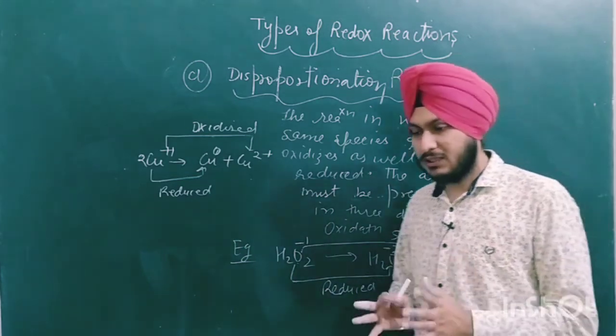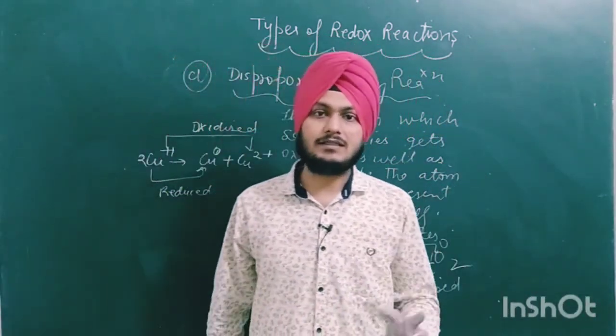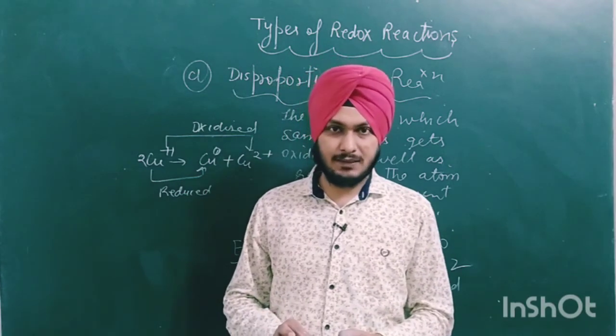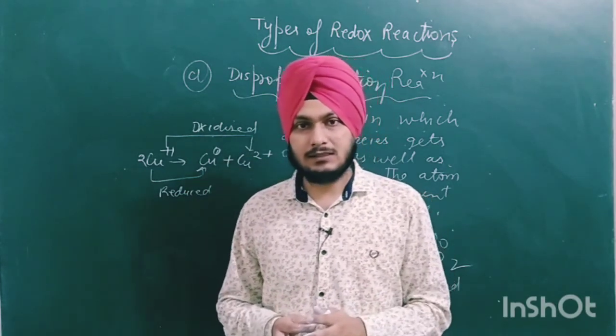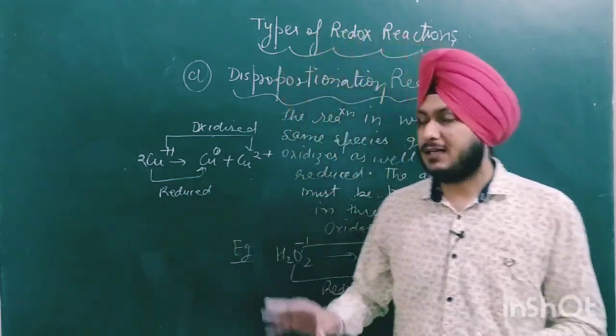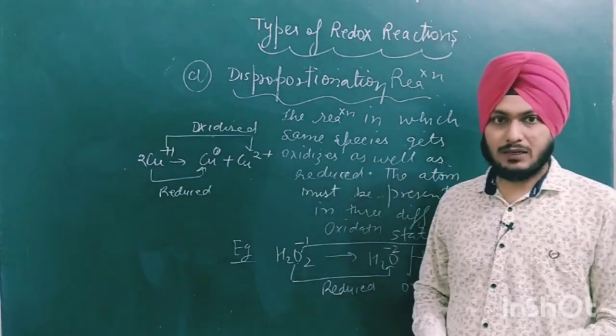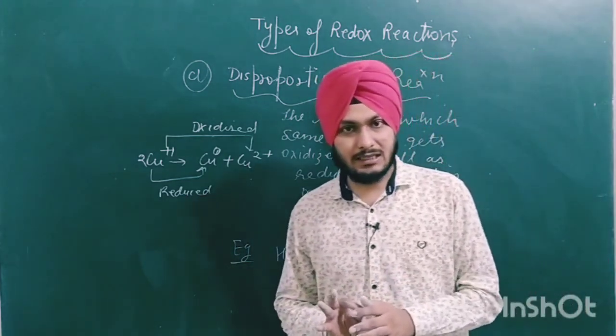So these are the different types of redox reaction. The first one is combination, the second is decomposition, the third is displacement, and the last one is disproportionation reaction. I think this much is quite enough for the types of redox reaction.